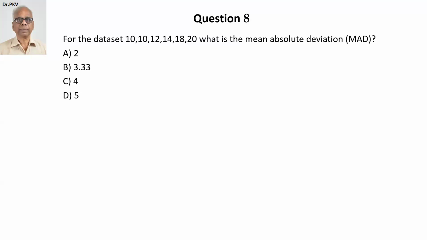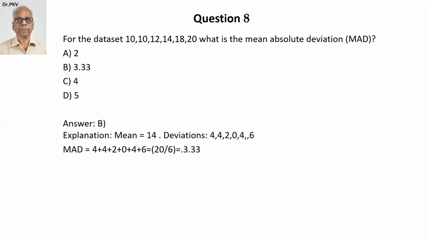For the data set 10, 10, 12, 14, 18, 20, what is the mean absolute deviation, MAD in acronym? There are 6 observations. So you know the formula for calculating the mean absolute deviation. Let me explain this for this example. Take your own time to put down your choice according to your understanding; I give you 2-3 seconds. The deviations are absolute, we ignore the sign, as you know. Okay, let me flash the answer. Answer is B.